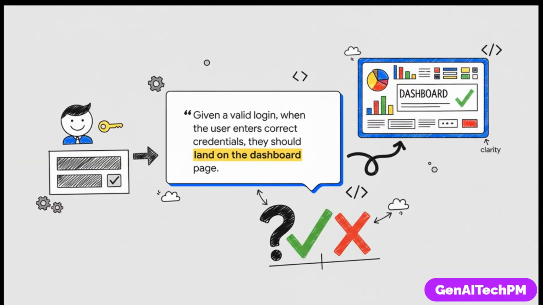And this is a perfect example of what makes a user story solid. This is what we call acceptance criteria. It's not wishy-washy, it's a testable statement. Did the user get to the dashboard page? It's a simple yes or no. That kind of clarity is what stops misunderstandings dead in their tracks later on.